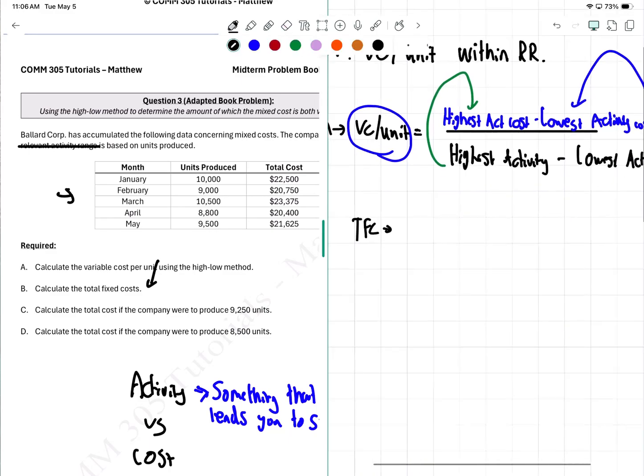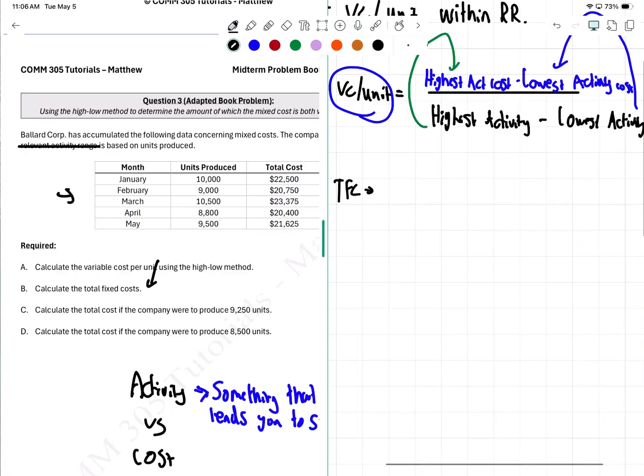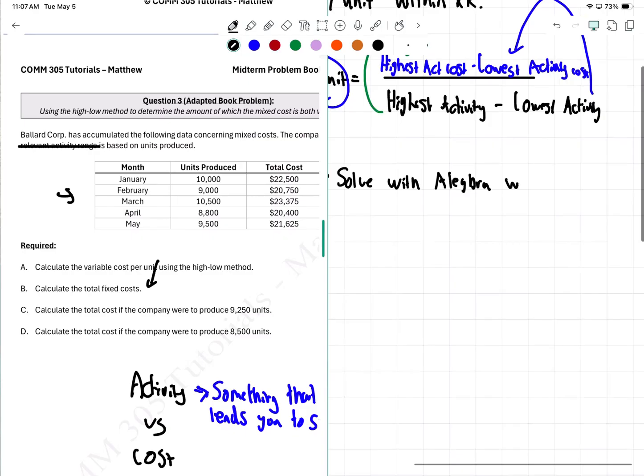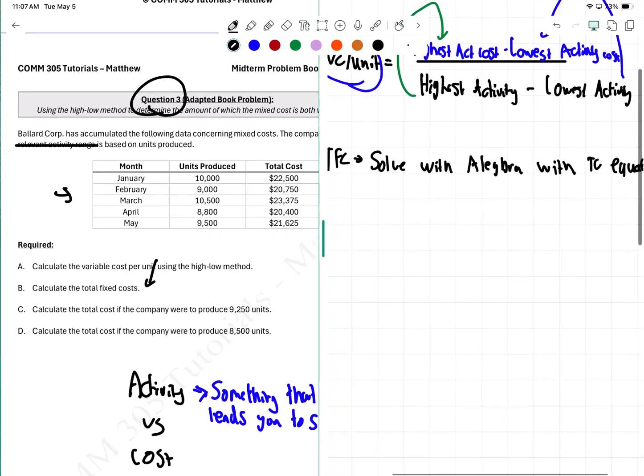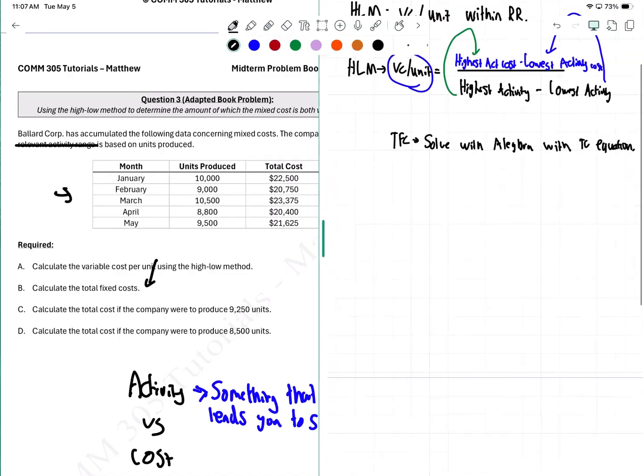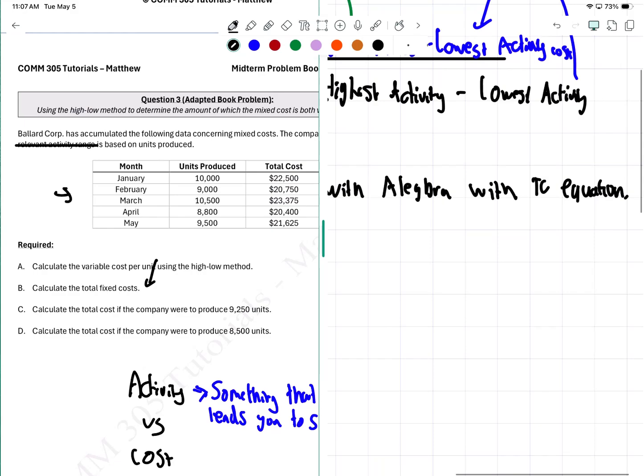Well, guys, the total fixed cost using the high-low method, all you're going to do is solve with algebra. Don't worry, it'll make sense in a bit. Algebra with the total cost equation, the TC equation. We used the total cost equation in the second question, right? In Q2, we basically solved for something with the total cost equation. You learned what the total cost equation is.